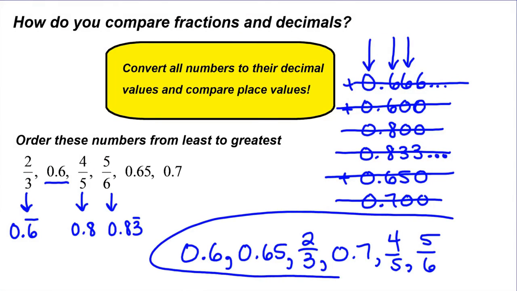So here I have all the numbers listed from least to greatest by converting them to decimals and then comparing them by using their place values. So that is what we need to know about fractions and decimals.